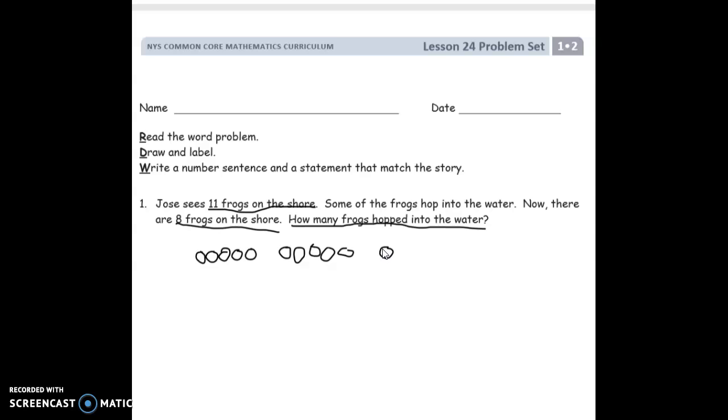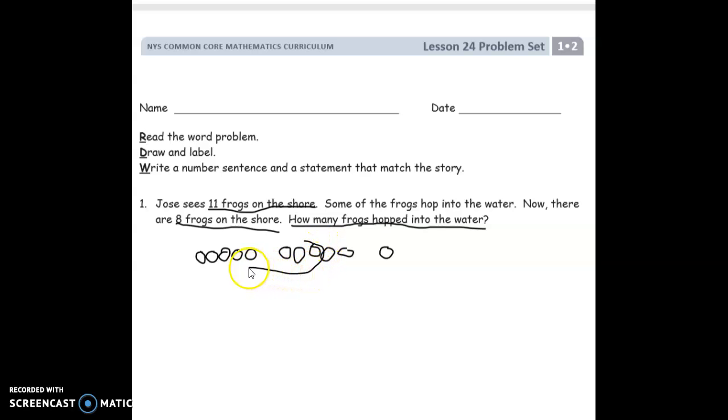Now we know some hopped into the water, but we don't know how many. But how many are left on the shore? 8. Let's go ahead and count out 8 of them and circle and label. Do we need to count these one by one? No, it's in a 5 group, so we don't need to count up to 5. We already know there's 5 there. So let's say 5, 6, 7, 8.